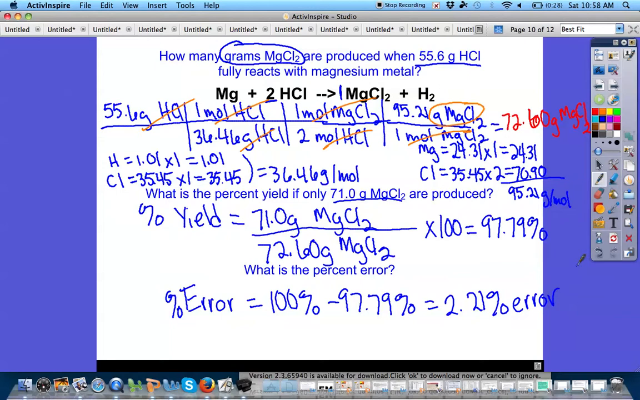So that's it for this lesson. Go ahead and take a look at the practice problems regarding percent error, and if you have any questions, be sure to stop by and ask me questions.